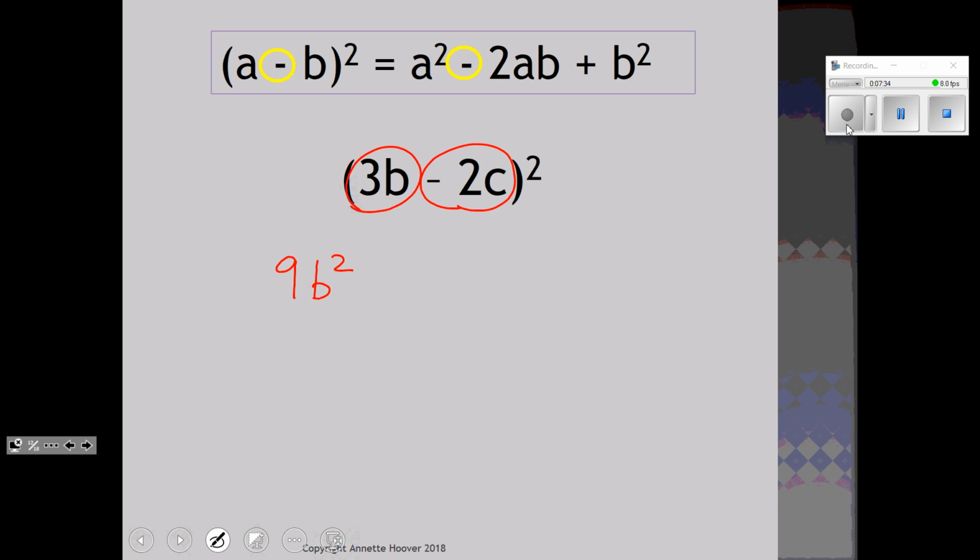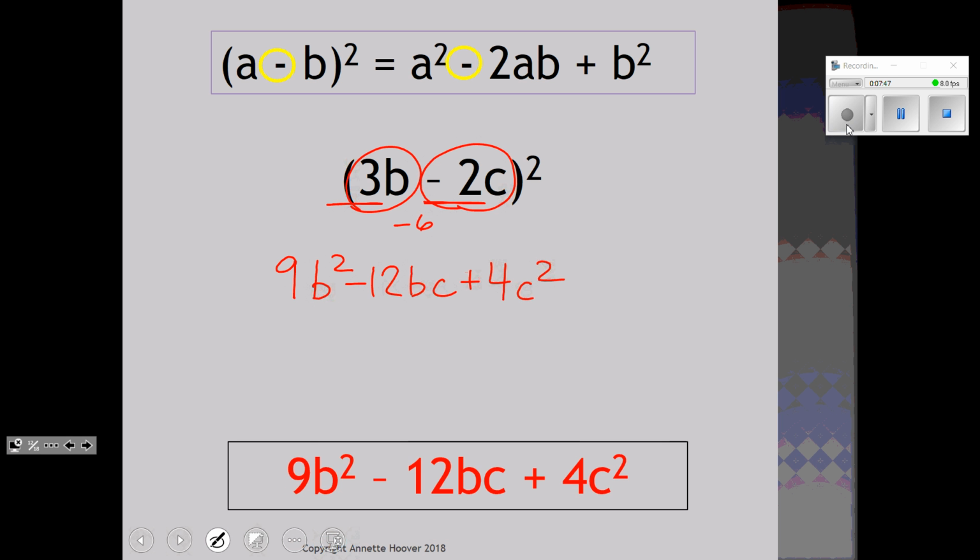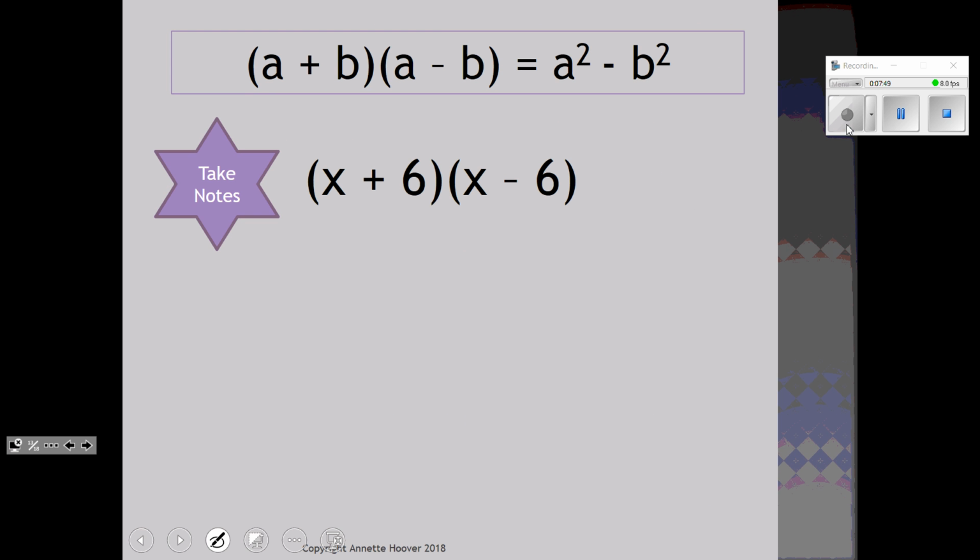Negative 2c times negative 2c is a positive 4c squared. We have 3 times negative 2, which is negative 6. When doubled, is a negative 12bc. Okay, this is the last one. This time we have two binomials. They're going to have the same terms in both binomials, but one is going to be addition, one of them is going to be subtraction.